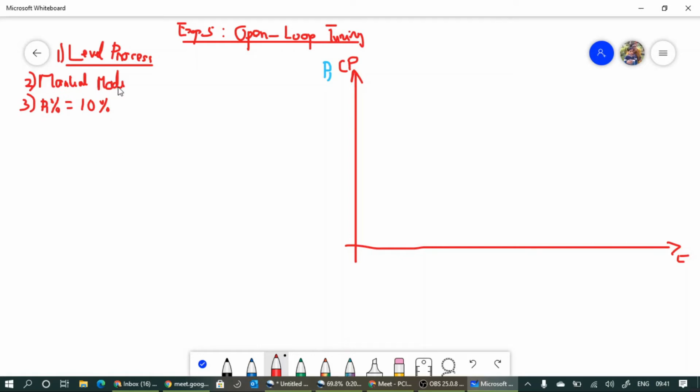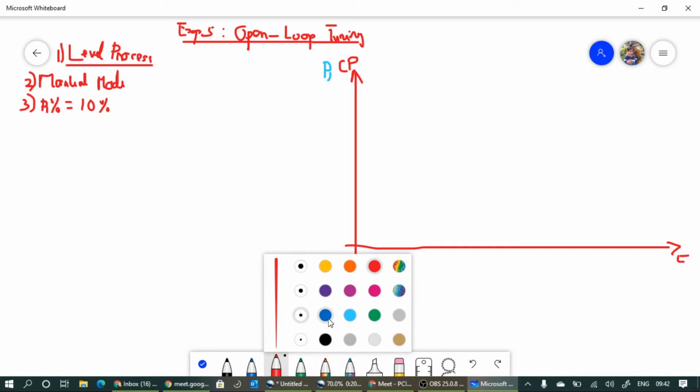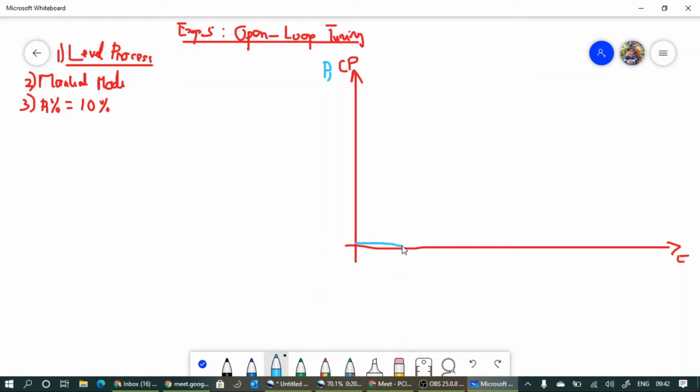Second step is select manual mode. Third step is select the manual value, manual control output, P1 in percentage equal to 10%. Pictorially, please note at a particular time you are changing the value of manual control output to 10%. So this is P1 in percentage.